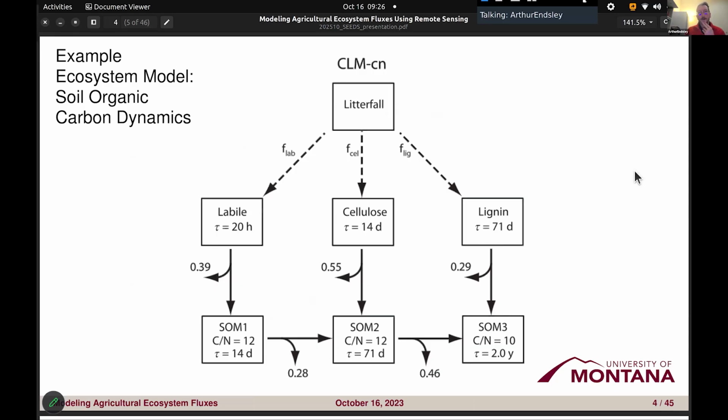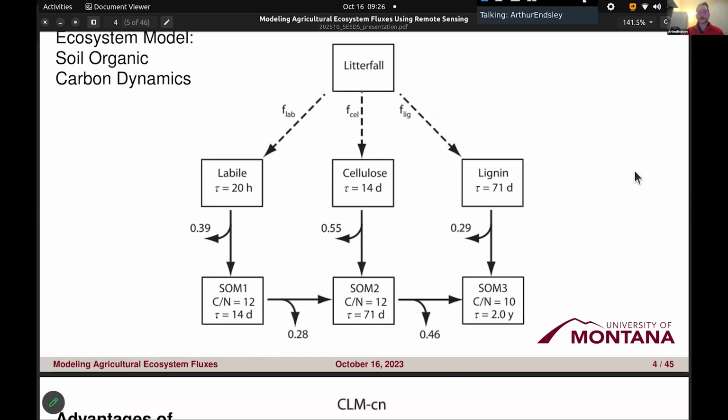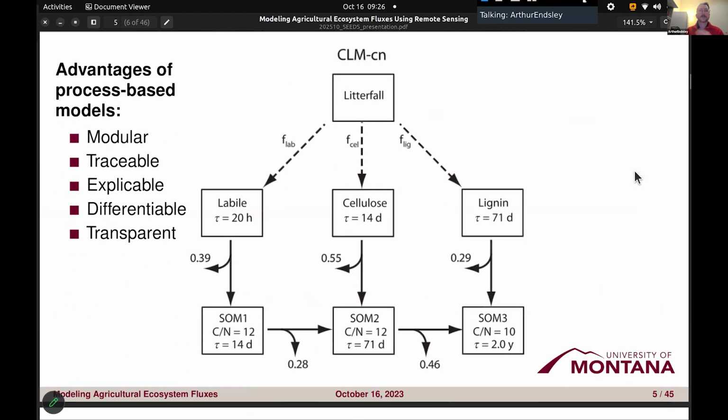And so why might a process-based model like this be useful for understanding agricultural ecosystems? Well, there are several advantages to this kind of approach. For one, this model is modular. I could decide to add some additional soil organic carbon pools. I could decide to remove some. It should be pretty obvious how to do that from this graphical depiction. This model is also traceable.